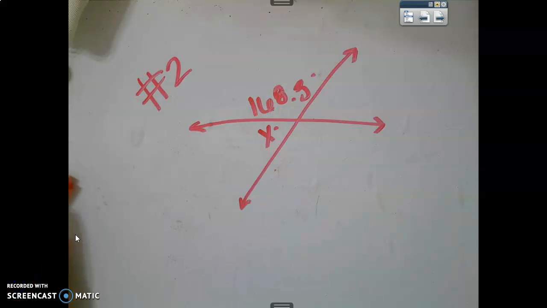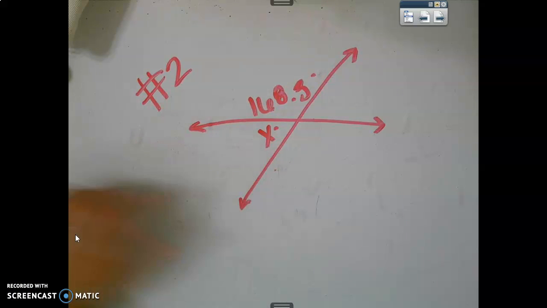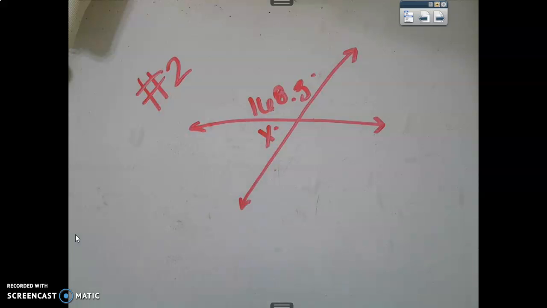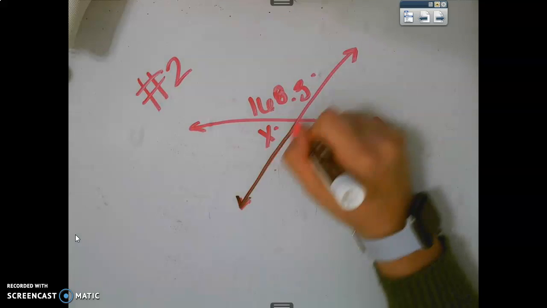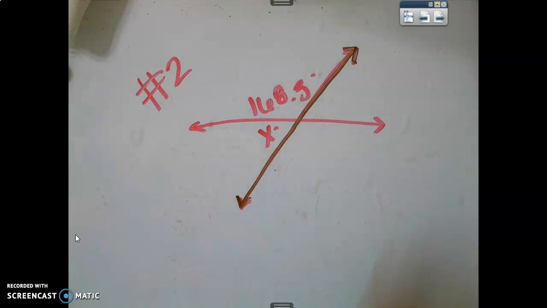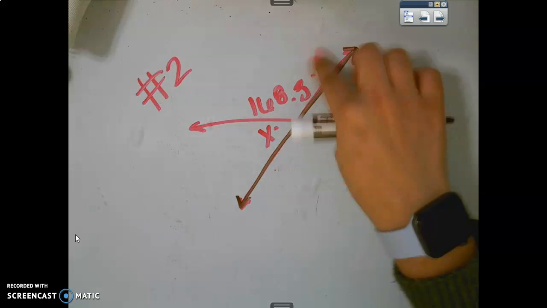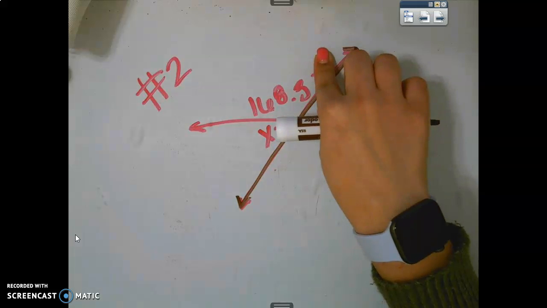Looking at the next one, we have solving for x, right? So what you want to do is remember that a straight line makes 180 degrees, right? So this would be your straight line right here. Using that information, we know that this angle is 168.3.